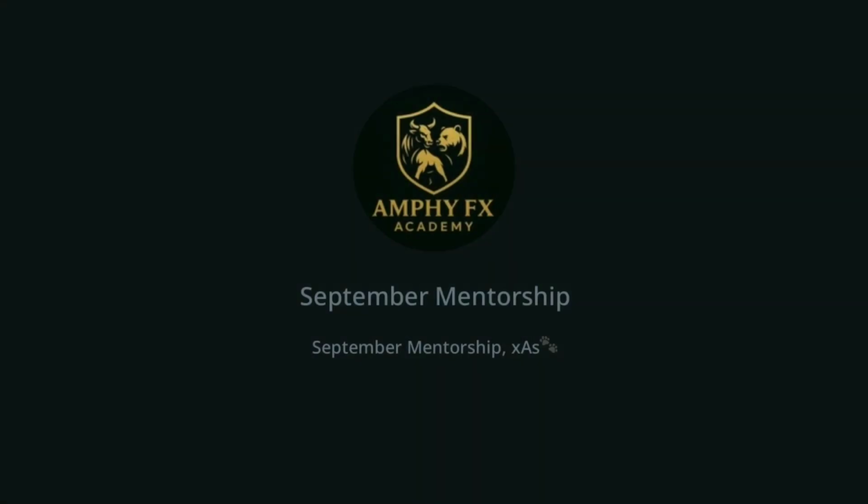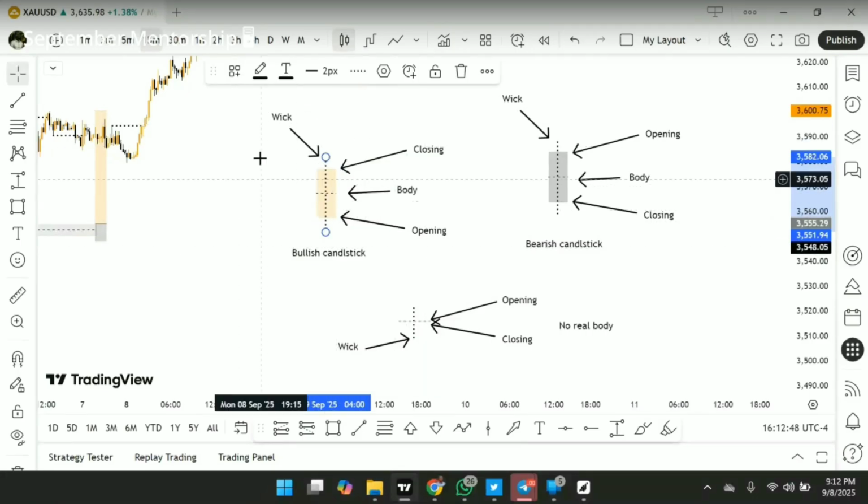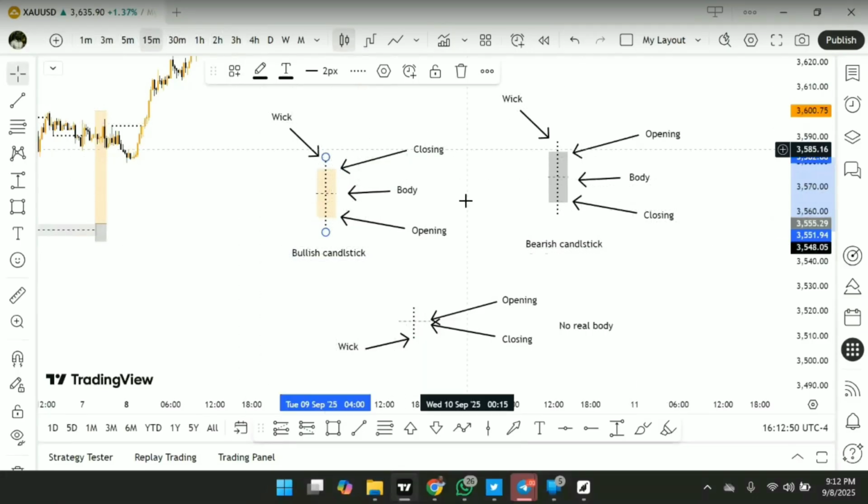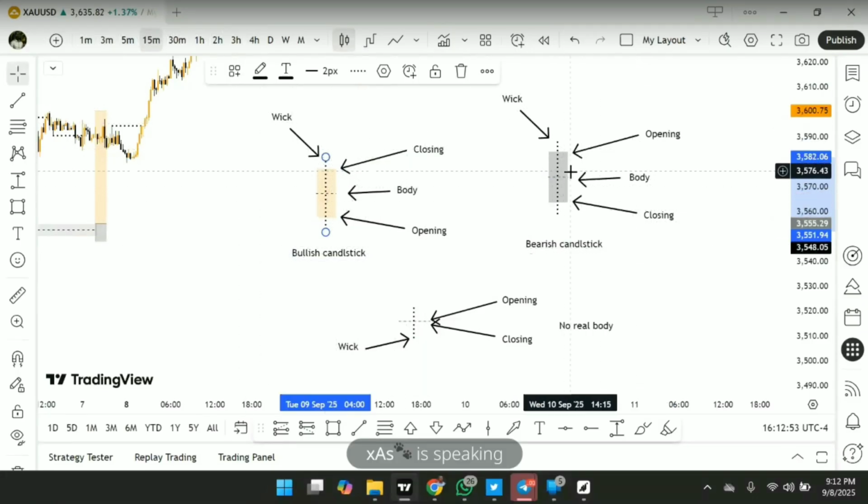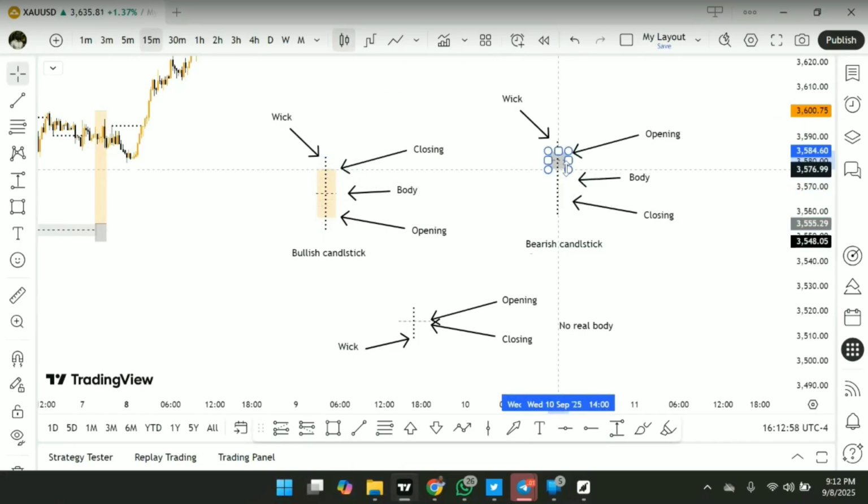And now this is the closing, and then this is the opening. So this is what? A bullish candlestick. Now we have what? A bearish candlestick. Understand, when this candlestick was forming, this is not how it was. The opening of the candlestick opens from here, this level you are seeing.